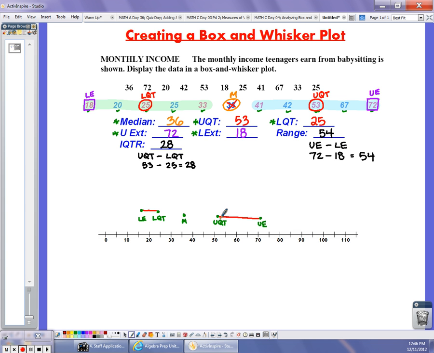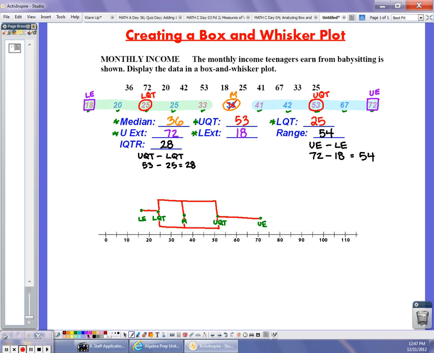These are my whiskers. Now my boxes are in the middle, so the boxes are from my quartiles to my median. So I'm going to create a rectangle which represents my box, and that's going to be my first box. And then I'm going to create another one on the other side from my median to my upper quartile. That's going to be my other box, and that's why it's called a box and whisker. We have our two boxes in the middle, and then we have our whiskers on the ends.